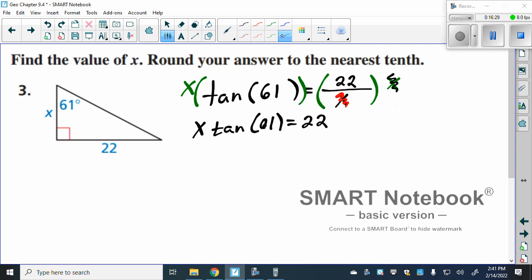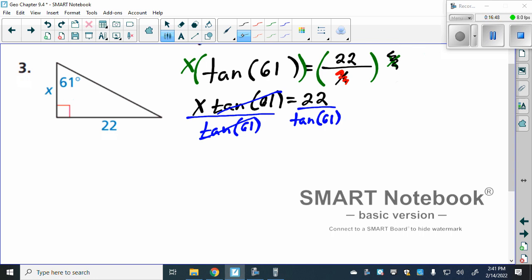Is the variable by itself? No. So we have to divide both sides by tangent of 61. Which will cause these two to cancel out, telling us x is equal to, do we agree? And that's it.